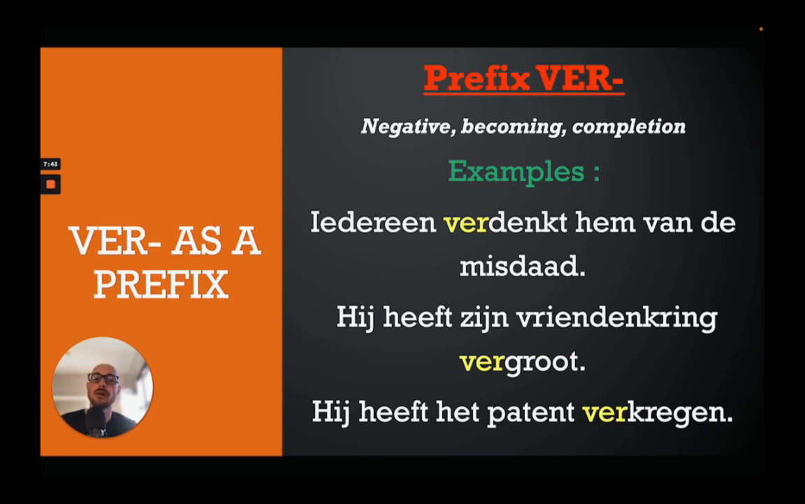Hij heeft het patent verkregen. He has received the patent. Alright, you can also say krijgen, but if you say verkrijgen, it basically implies that that person had to do quite a lot of effort to receive that patent. So it's basically a completion of all the effort he did in order to get the patent. Alright, so this was the prefix ver in the Dutch language.